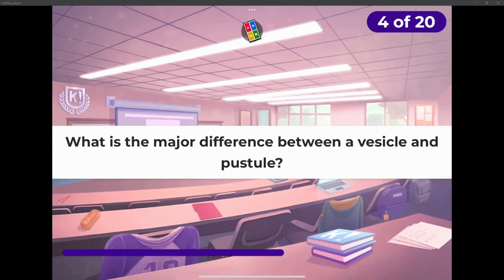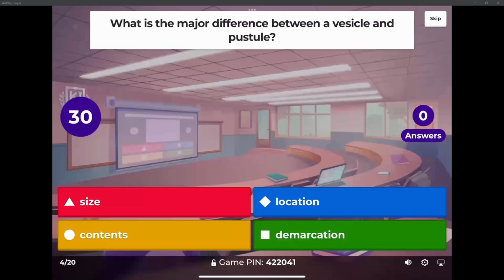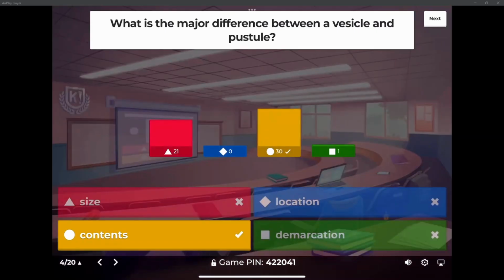Okay, what's the major difference between a vesicle and a pustule? Contents, what's inside of it? Okay, so that's what matters between a vesicle and a pustule. What does demarcation refer to? The border, the line around it, very crisp line around it, line of demarcation. So it's the contents is what matters.